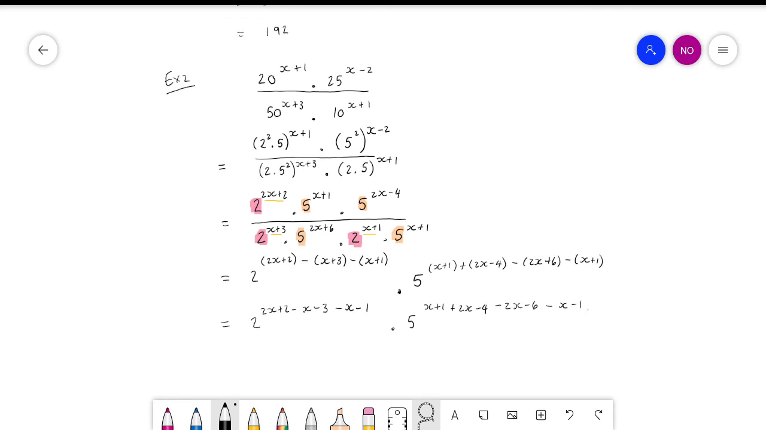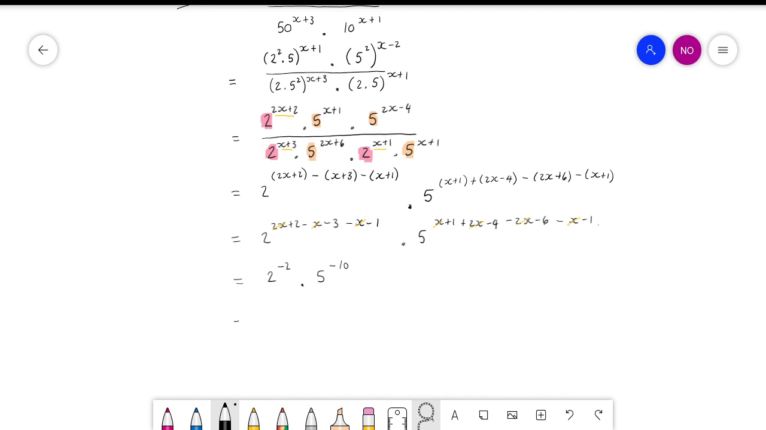Okay, en van hier af gaan ons net vereenvoudig. So ons gaan sê die 2x en die minus x en die minus x kanselleer mekaar uit. So I'm left with 2 to the power of negative 2. Okay, do you guys agree all of this should be at the bottom now? If you type that into your calculator, it's quite a big one. It's that 5 to the power of 10 that makes it so big. Like that.